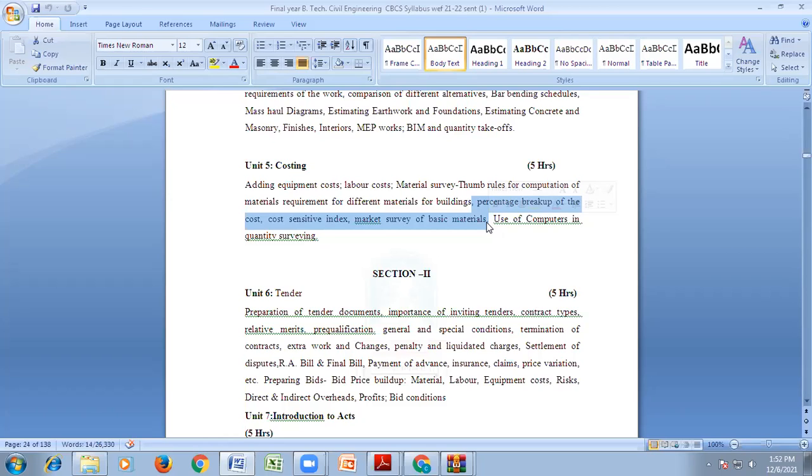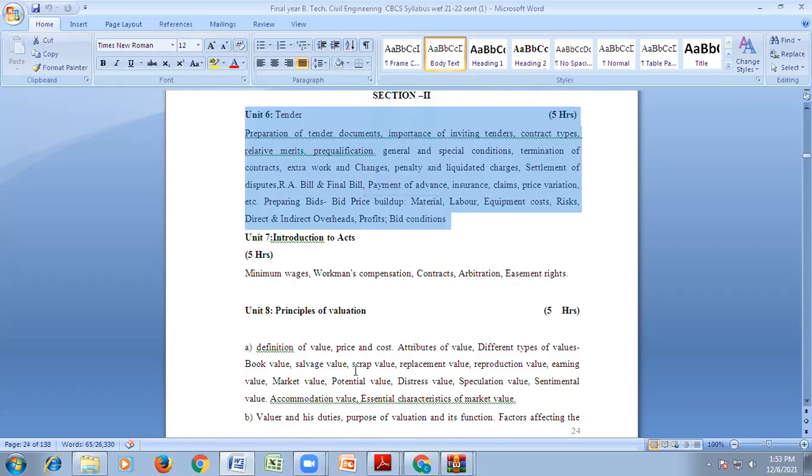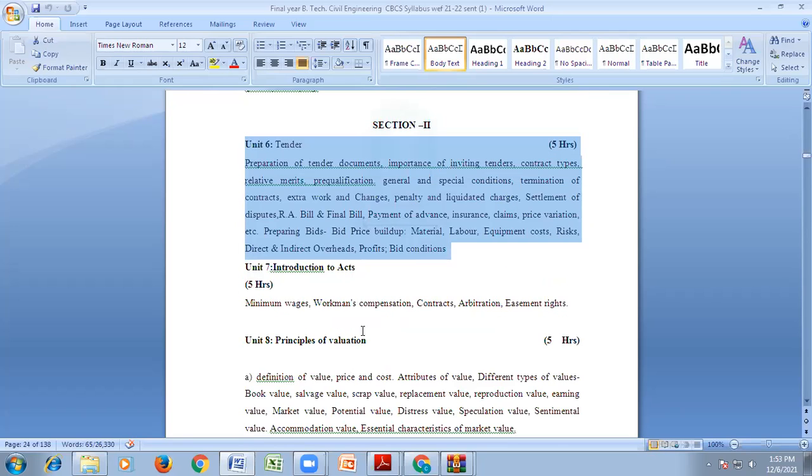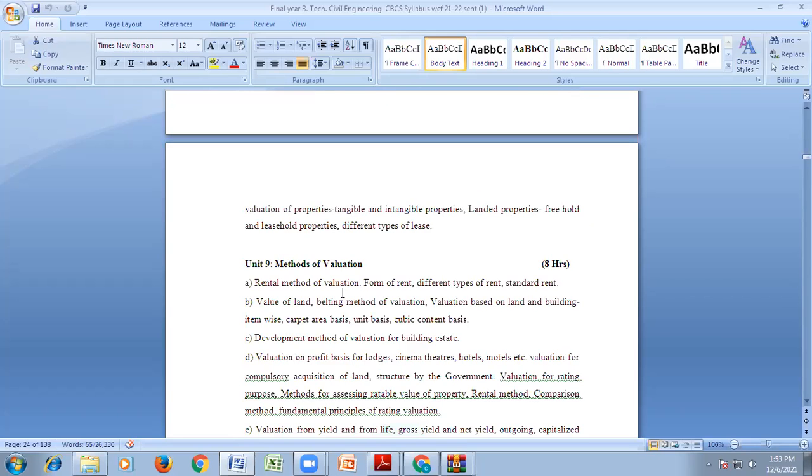Okay, so that breakup you have to discuss. Okay, so that is a very small part again, and the market survey of the basic materials. Already we have discussed this part in our SSR unit number 1, market survey of the basic materials. Okay, and after doing this, we are going to proceed towards our section 2, that is tendering and valuation.